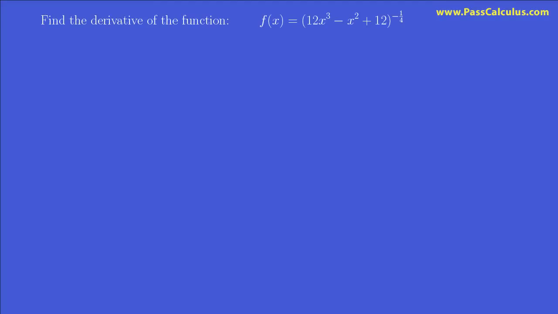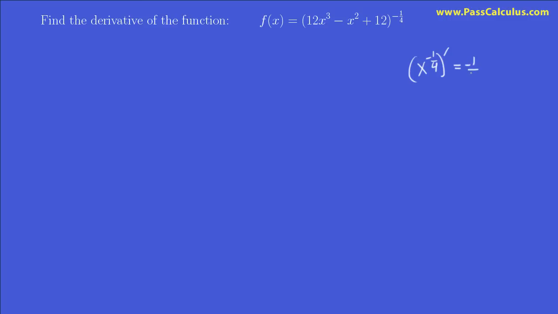All right, let's do this one. It's really the same as what we just did. This time, though, we have a negative exponent that's a fraction, but it really doesn't matter. Let me ask you, if we have x to the power of negative 1 over 4, and we want to do the derivative of that, how does that go?